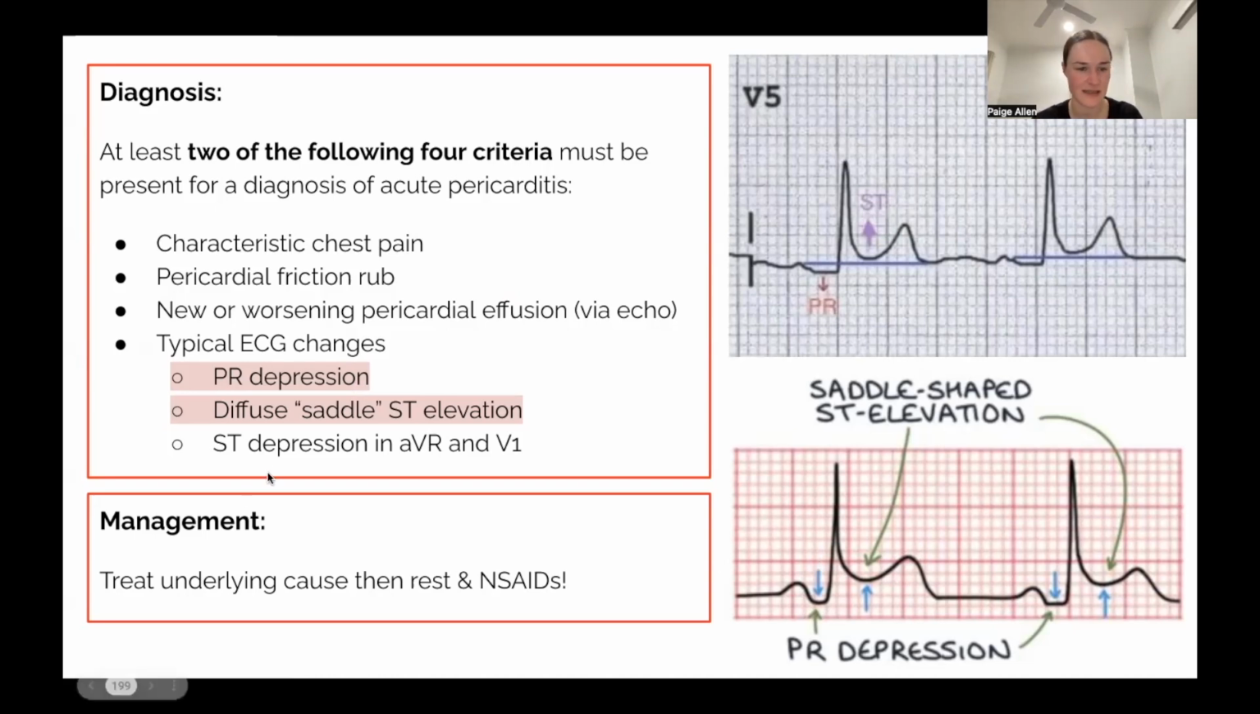You can also get some ST depression. I wouldn't worry about that. In terms of the management, you just treat the underlying cause and then rest. In this case, since the problem is in the pericardial area, not with the actual heart muscle, NSAIDs are fine because if they have some fluid retention, their heart is still pumping okay enough to manage with it. This is less likely to kill you unless you have a massive pericardial effusion.